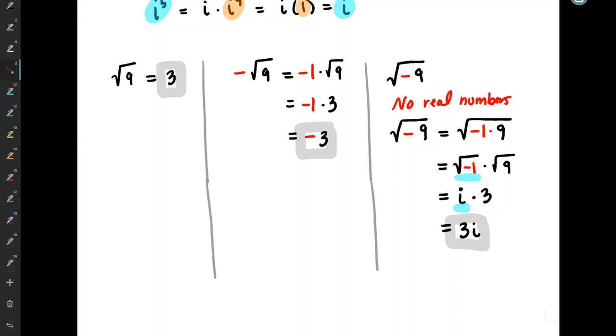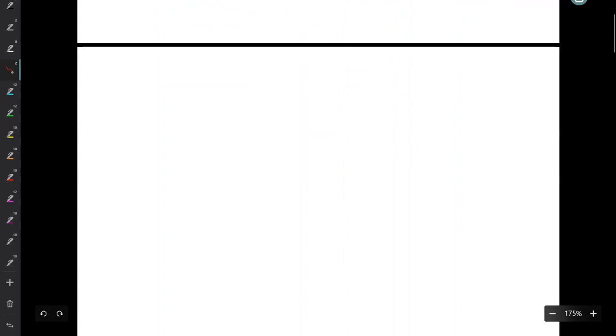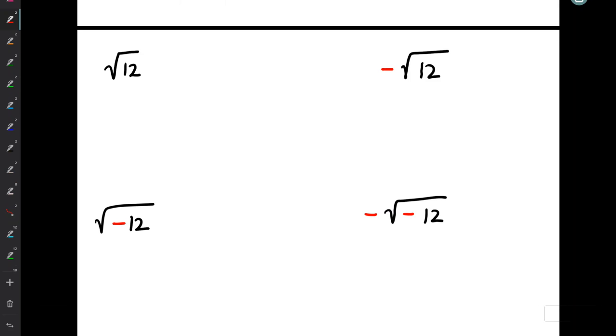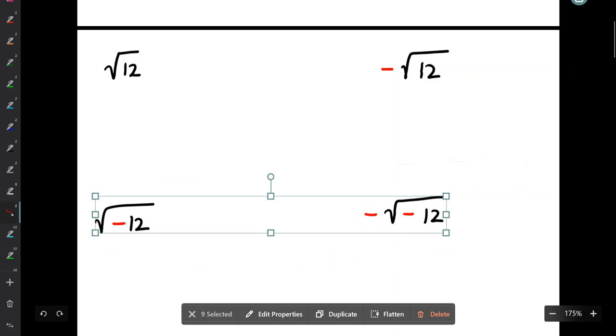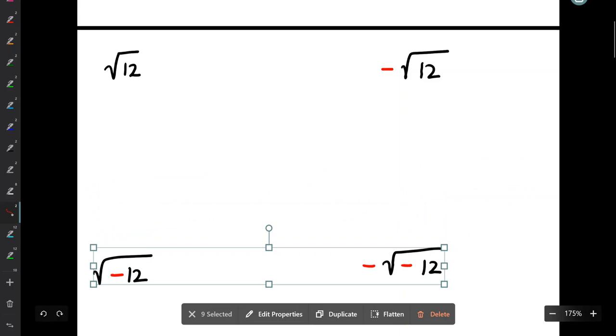Let's do another example just like this. All right, so I want us to do these 4 examples. Square root of 12, a minus 1 times the square root of 12, the square root of minus 12, and minus 1 times the square root of negative 12. Probably need a tiny bit more space.